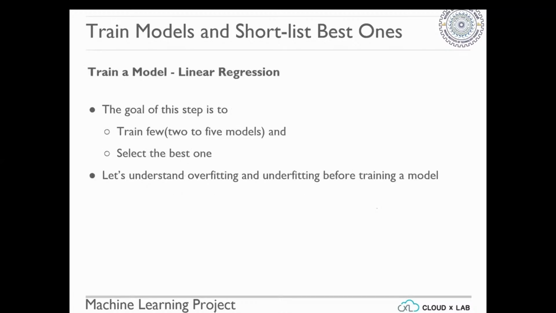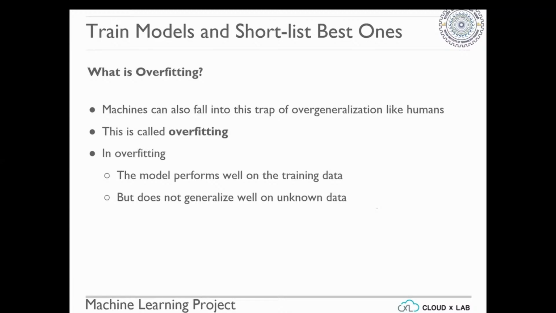Now let's understand overfitting and underfitting before training a machine learning model, because in machine learning we generally face these two problems frequently: overfitting and underfitting. We need to fix these problems if we have them in our model. Machines can also fall into the trap of overgeneralization.